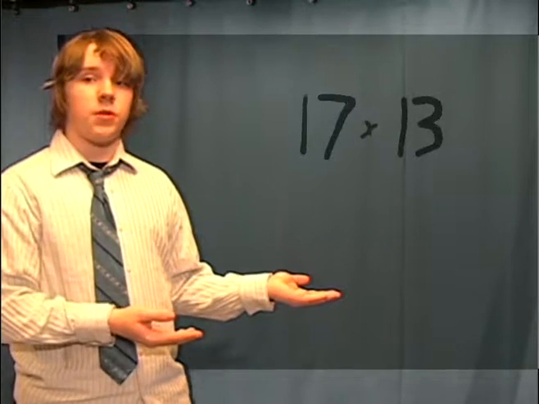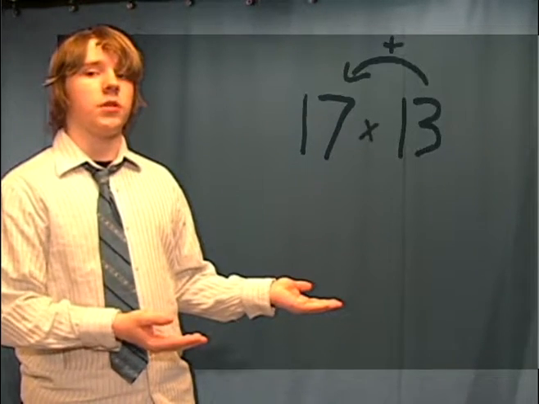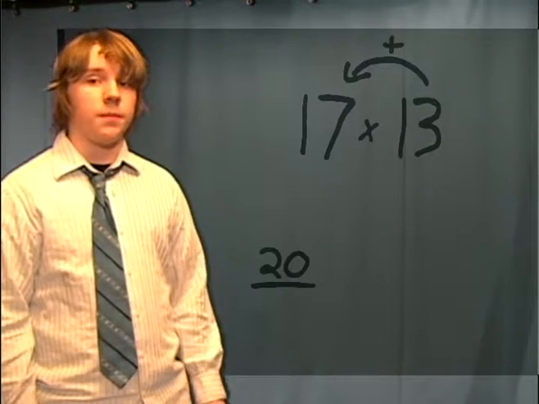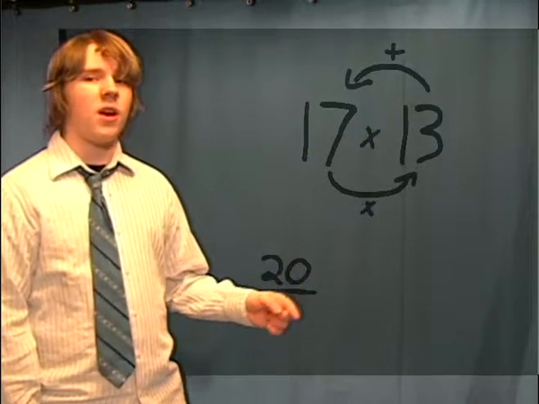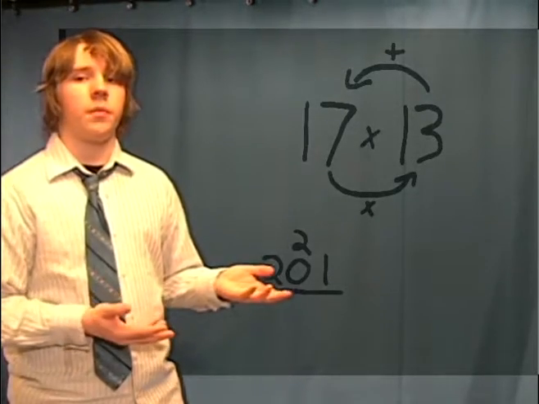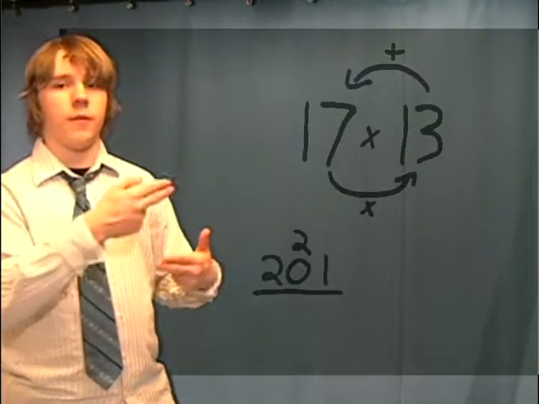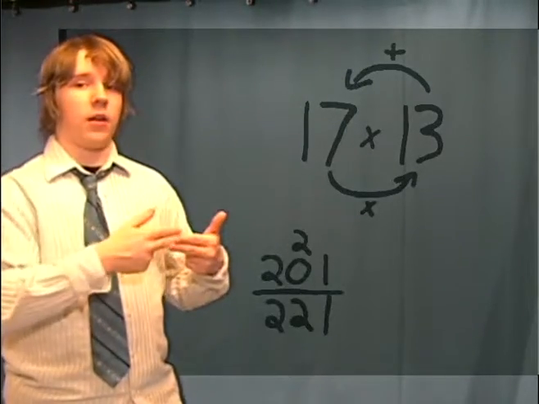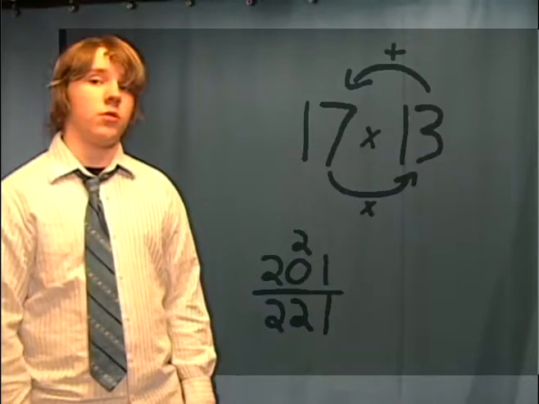Let's try this again. So now we have our example here of 17 times 13. What we do here is we add the 3 to the 17 to make 20. And then we multiply the 7 and the 3 to get 21. Now as you see where the bases are, it kind of lines up funky. So what we gotta do here is we just add. So that's 221.